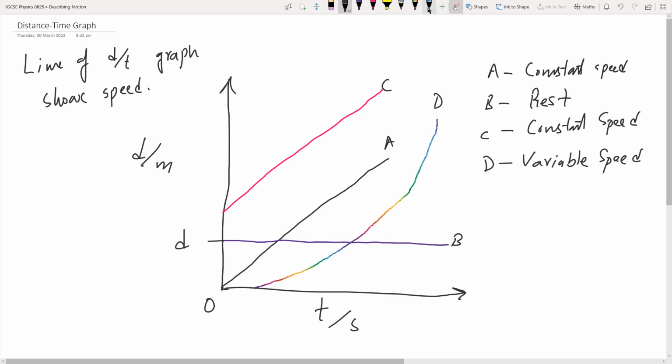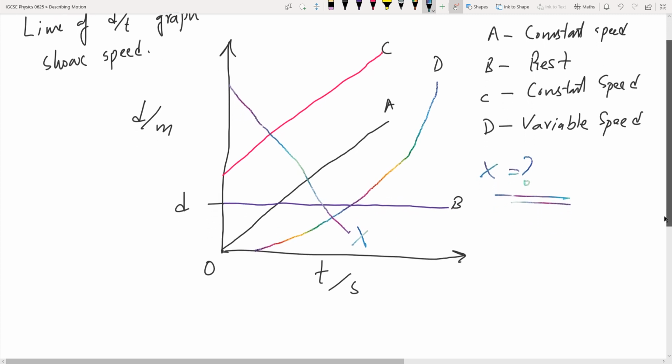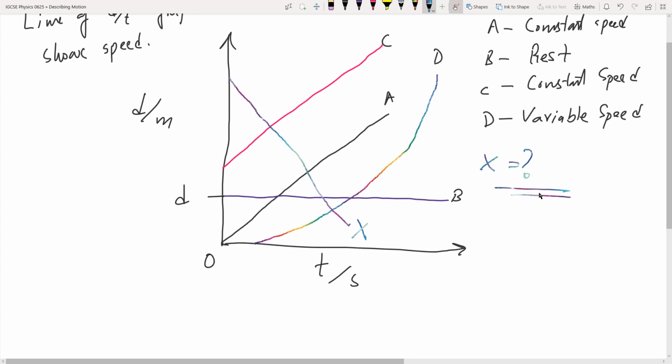Now over here, I always discuss a unique case. Let's say I have a line which is drawn like this, right? What about this line X? What does this line X represent? Can anyone suggest what this line X could be? Just take a moment and try to figure out what this line X could be.